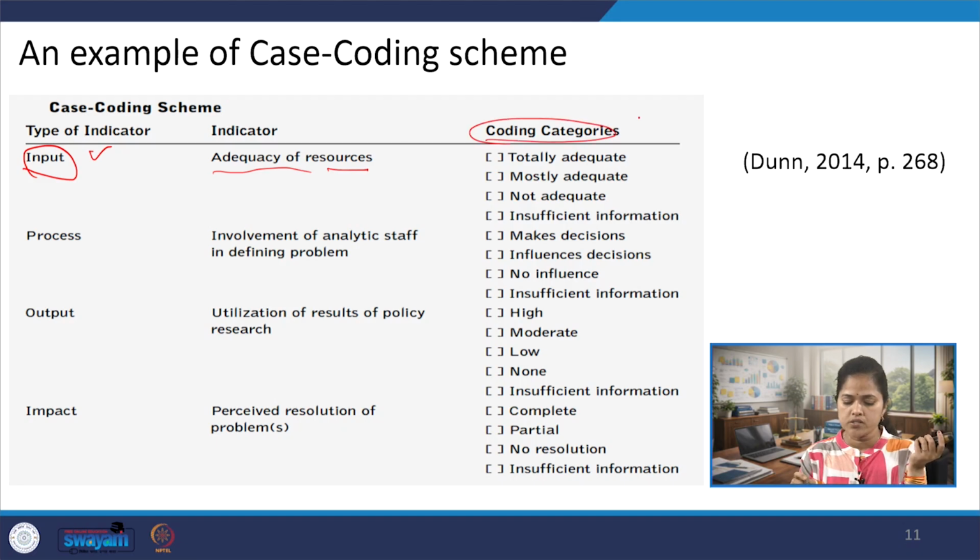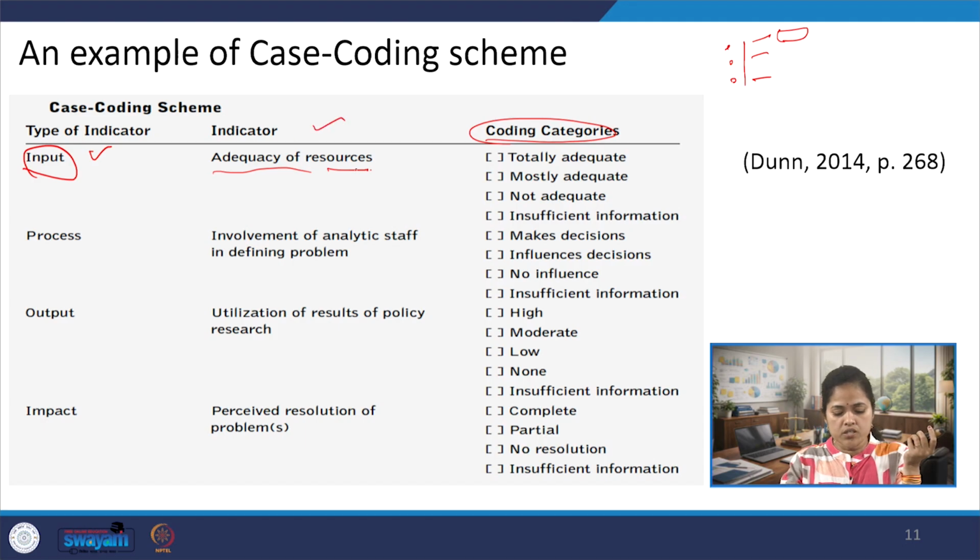The coding categories could be about the adequacy of resources, if that is the indicator. Let's go back to our example of limiting groundwater resources. We identified that there are three studies undertaken at three subnational or state level, so we try to analyze those case studies based on this indicator, adequacy of resources.